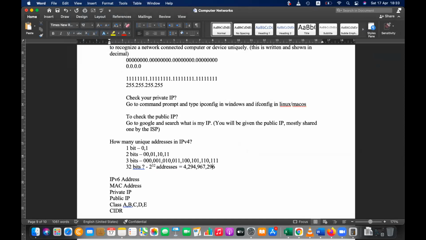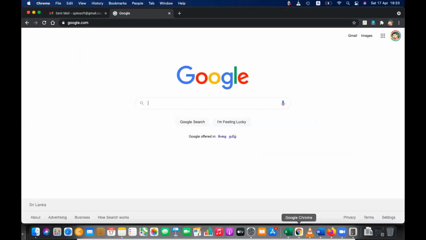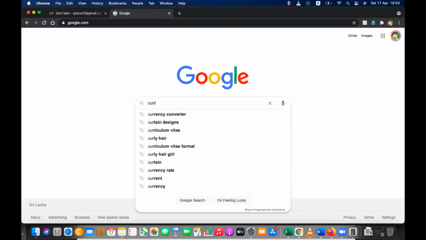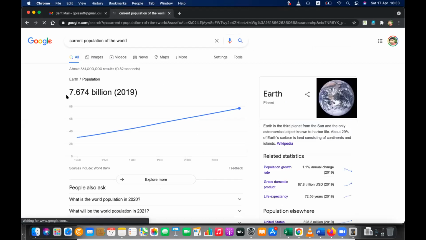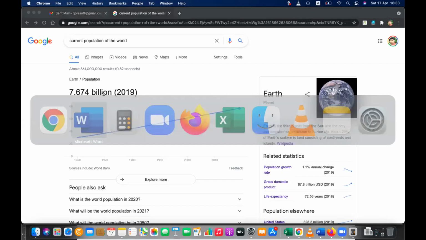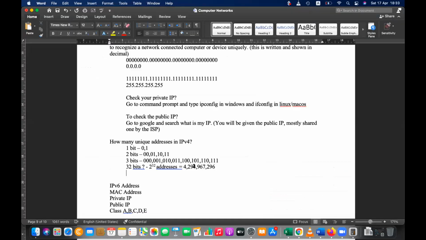Okay, this much of addresses, but the world population is more than this. I don't know what the recent statistics are due to COVID, but you can go to Google and ask the current population in the world. So it's 7.6 billion by 2019. By 2019, 7.6 billion, but this figure is 4.2 billion. So it's not enough to connect the entire world. Therefore, the new version was introduced, that is IP version 6.